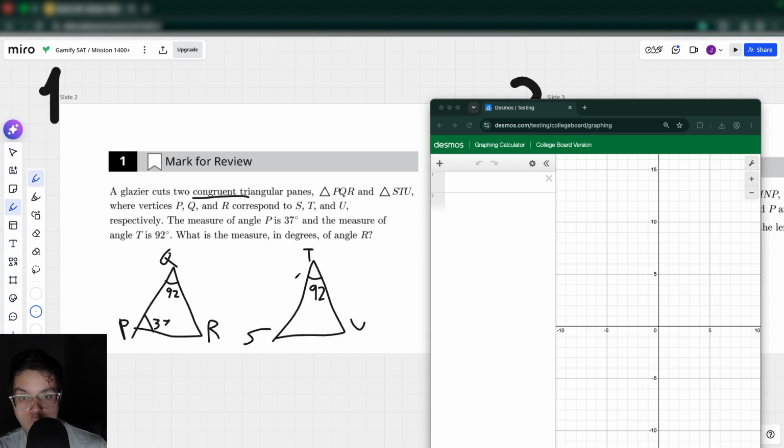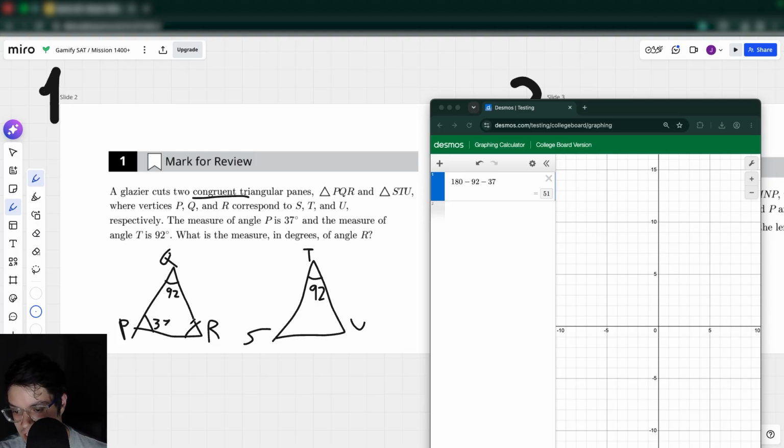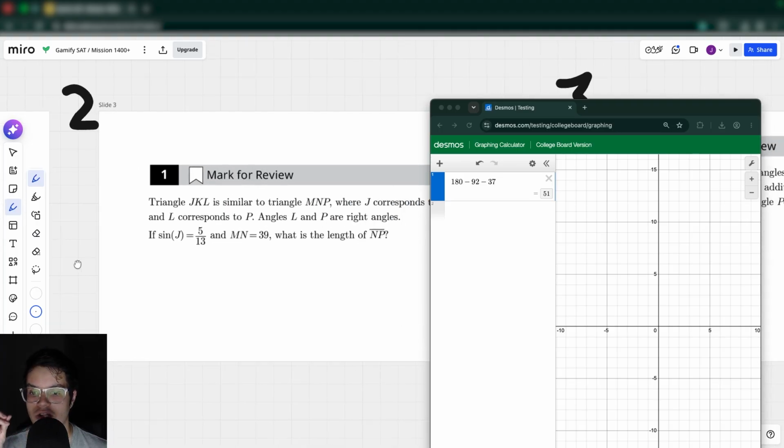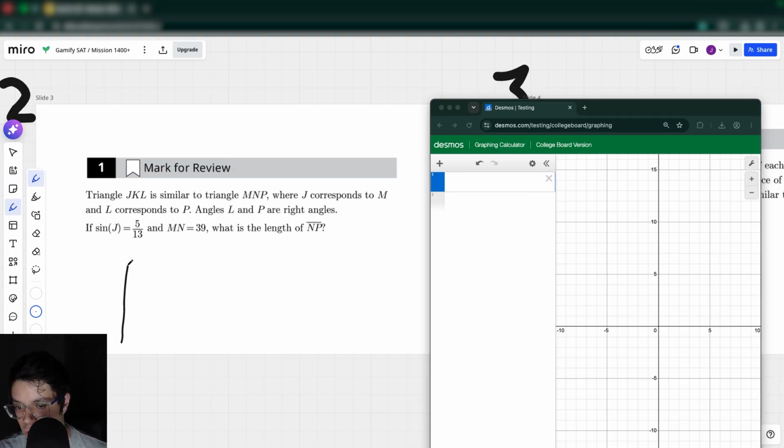And then if you've watched my other videos, you would know that for a triangle, it must have 180 degrees as the total angles added together. So I can do 180 minus 92 minus 37, and that gives me 51 as the answer. So therefore, R must be equal to 51. Okay, that was good. Let's get it a little bit harder now. So it says here triangle JKL is similar to MNP.